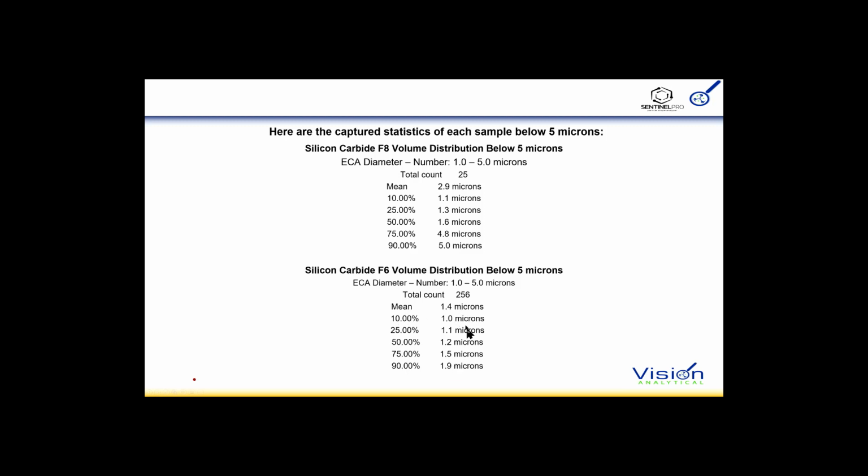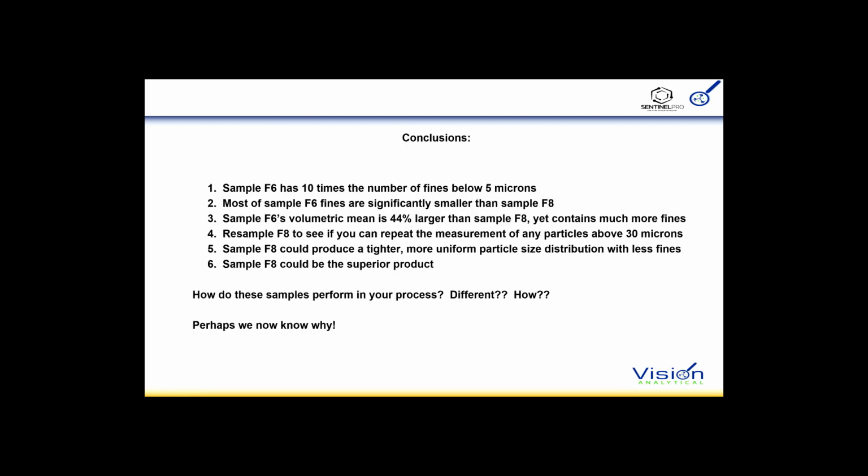So these particles are significantly smaller than these particles. That's why the mean is 2.9 for the F8 and 1.4 for F6. But notice we've had 25 particles measured below 5 microns for F8, but 256 particles below 5 microns for F6. Sample F6 has 10 times the number of fines below 5 microns. Most of sample F6 fines are significantly smaller than sample F8. Sample F6 volumetric mean was, remember, 44% larger than sample F8, yet it contains much more fines.